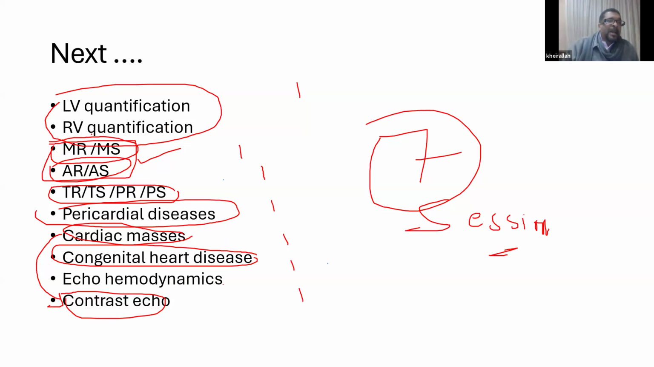The next lecture, when we say LV quantification and RV quantification, is expected to cover everything from basics to advanced. So F1, F2, F3 will all benefit from it, because it will be comprehensive for everything that relates to echo in this particular condition. Okay.